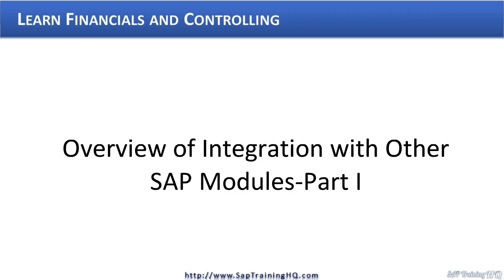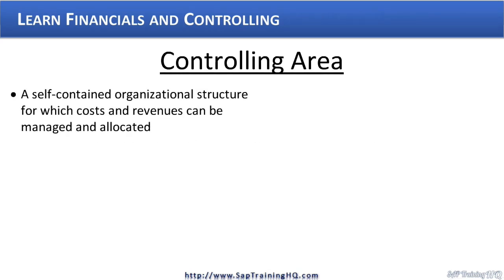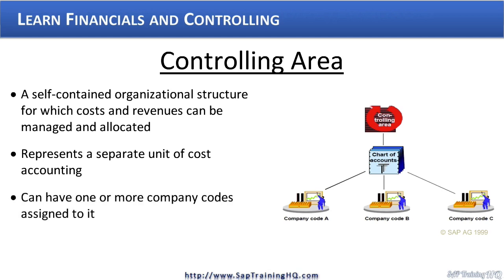Let's first find out what a controlling area is. A controlling area is a self-contained organizational structure for which costs and revenues can be managed and allocated. It represents a separate unit of cost accounting. A controlling area can be assigned to one or more company codes. If the assigned company codes and controlling area all utilize the same operating chart of accounts, it is possible to carry out cross-company code cost accounting between the assigned company codes.